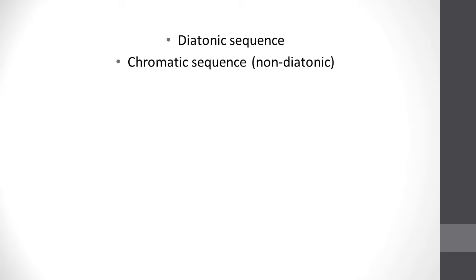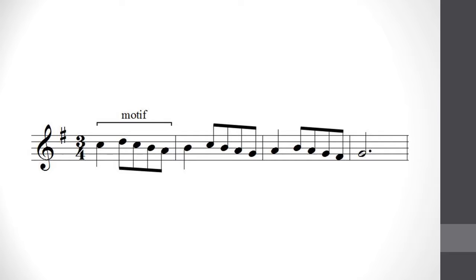Besides being ascending or descending in nature, sequences can also either be diatonic or chromatic, sometimes referred to as non-diatonic. Here's an example of a diatonic sequence. A diatonic sequence simply means that each time the motif is restated, it remains in the same key. That is, it uses only pitches from that particular key or scale. Because of this, there will usually be slight differences in the proportional distance between the pitches.